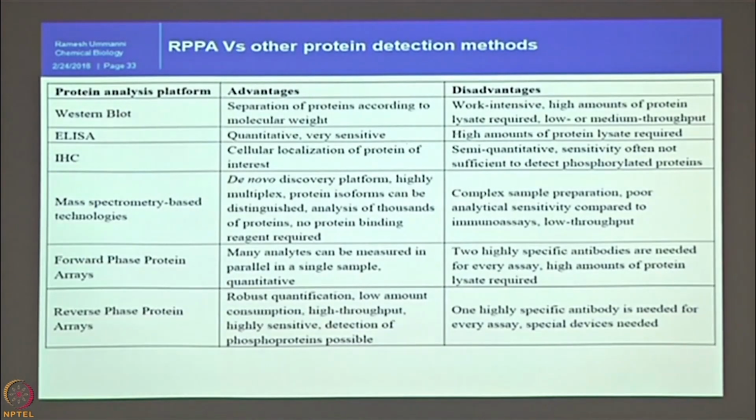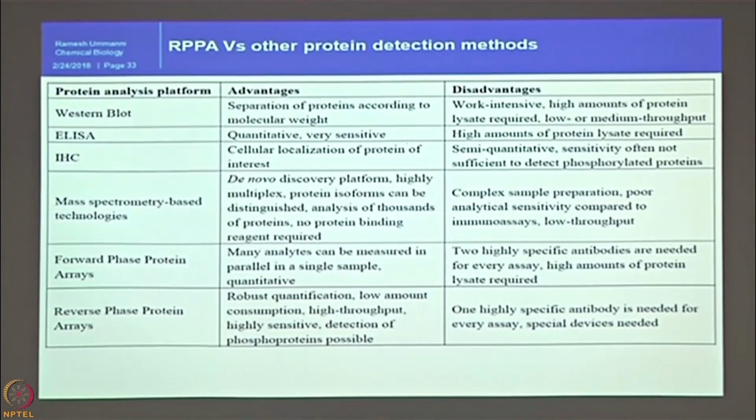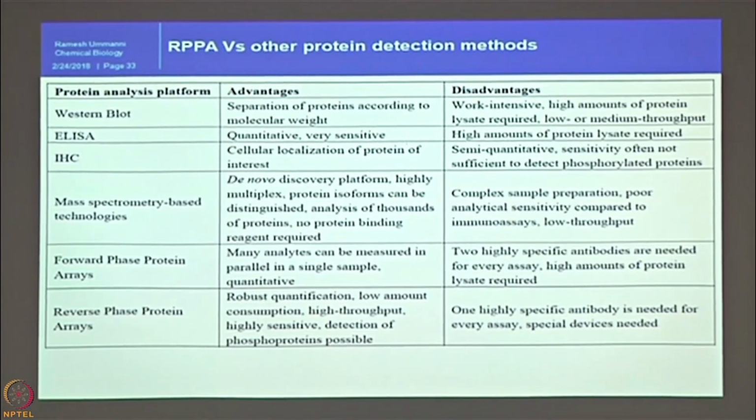Now, to summarize how RPPA is advantageous or not advantageous over the different methods for detection of proteins. First, we look at the Western blot. The advantage is separation of proteins according to molecular weight. So now you know what molecular weight your target of interest is. Santa Cruz will give 10 different lanes, but you know which molecular weight you should look for.